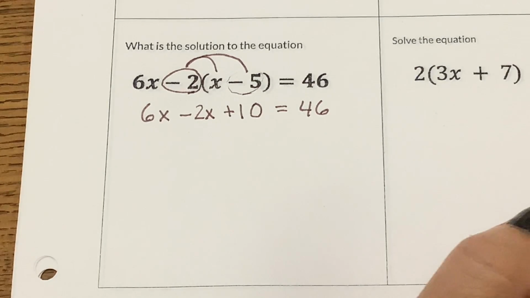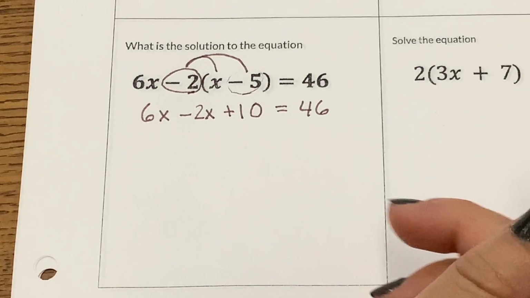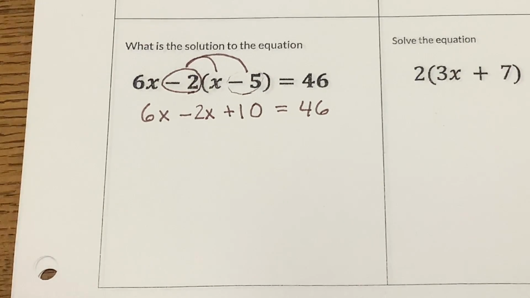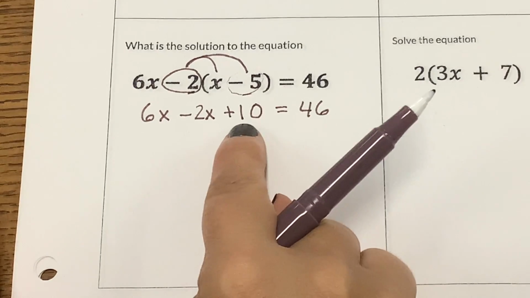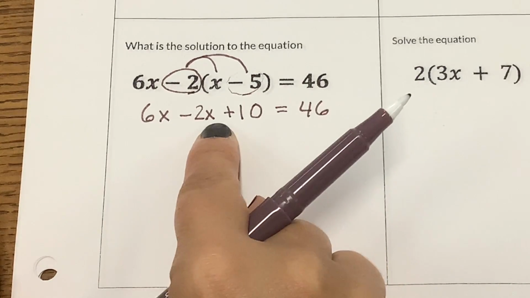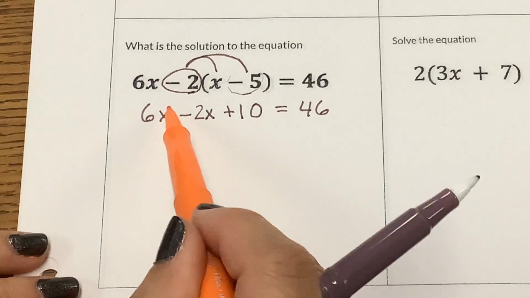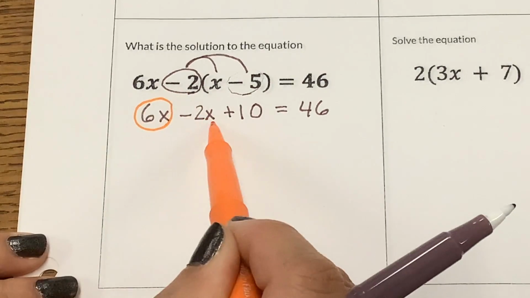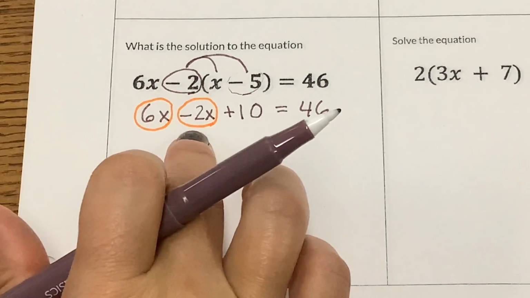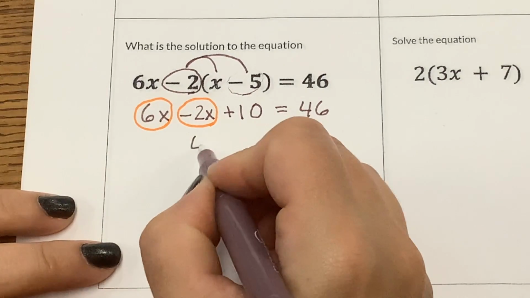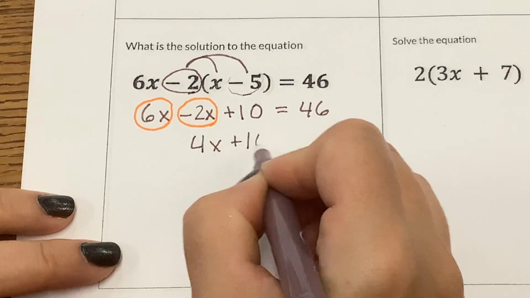Now we need to check to see if we need to combine like terms. Are there like terms to be combined? No. Okay, so 46 is alone, so there's nothing over here. But if you look on the left-hand side, we have 6x and -2x. Both of those are like terms. So +6 and -2. What do those become? +4. So 6x and -2x is +4x. So 4x, and bring everything else down.